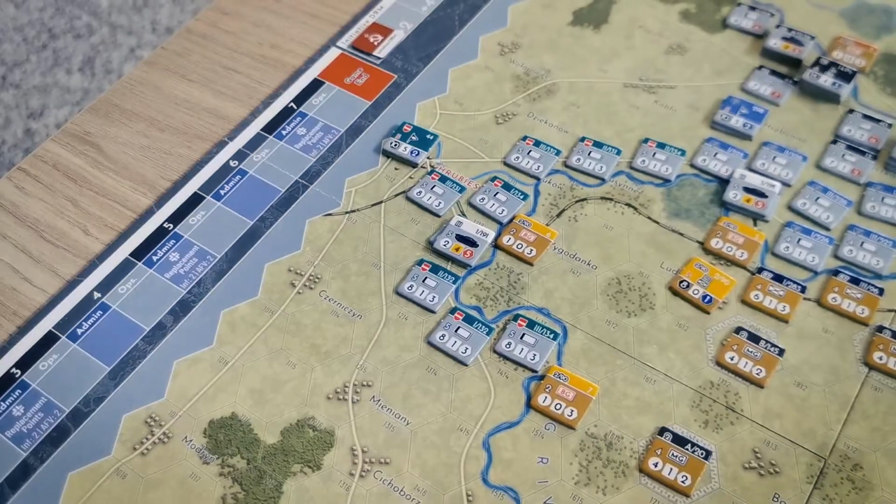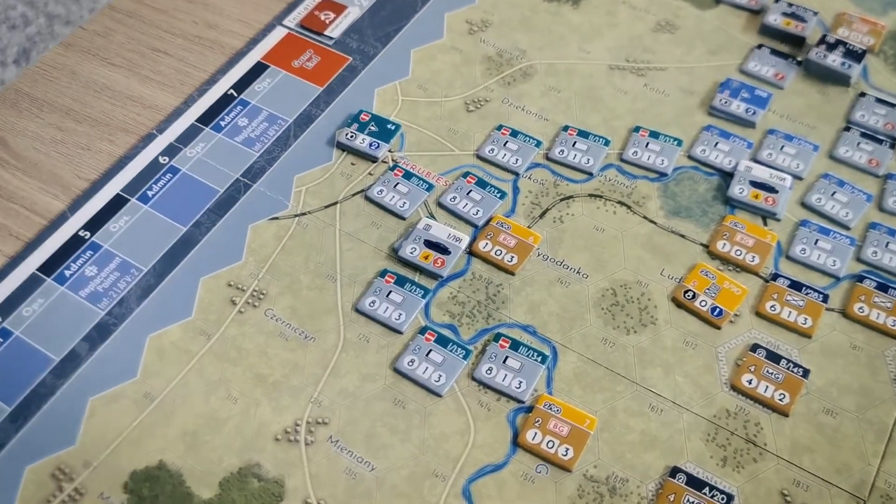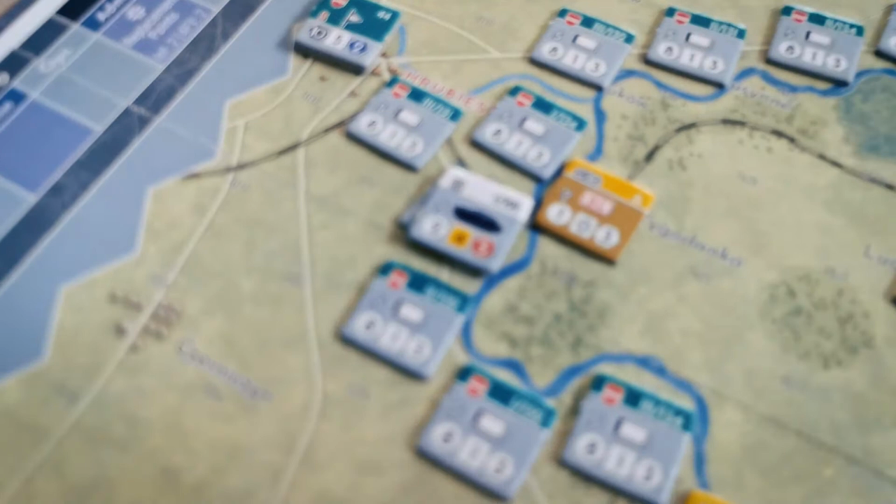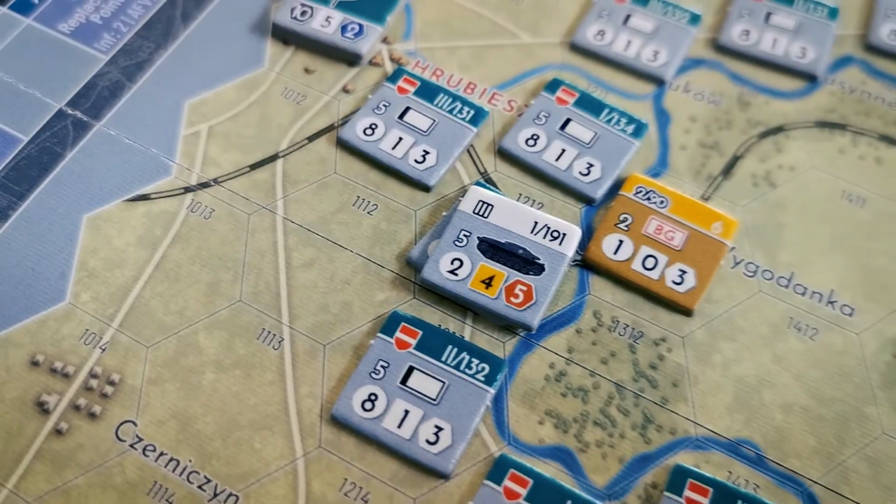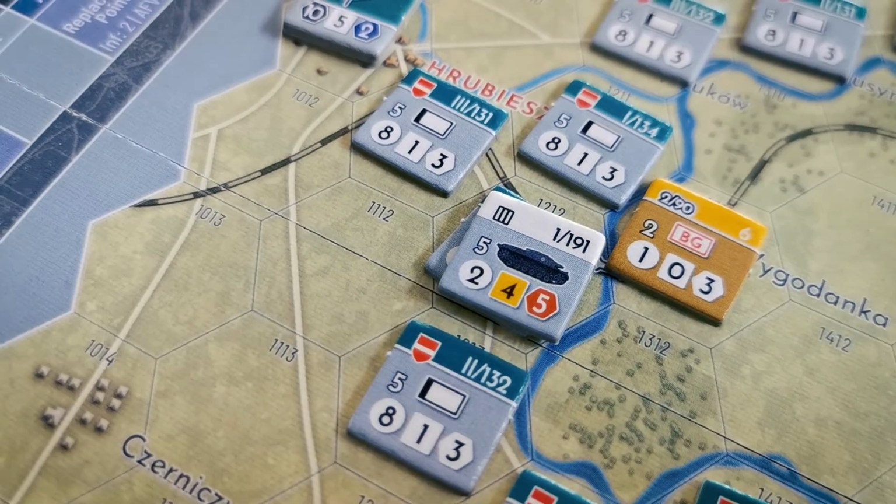Now, dependent units can be assigned to formations or regrouped from one formation to another. They must not be disrupted and must be in command to do so.